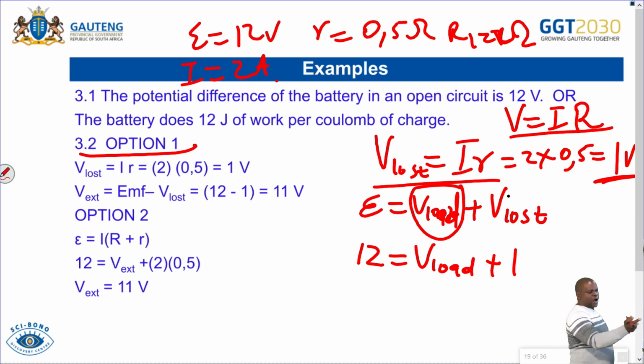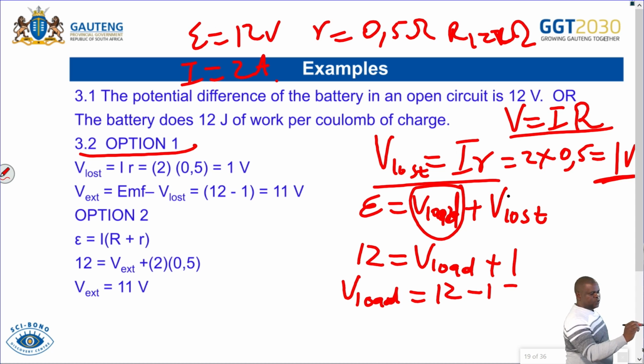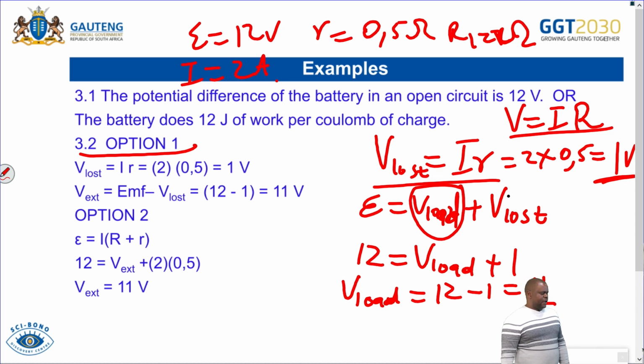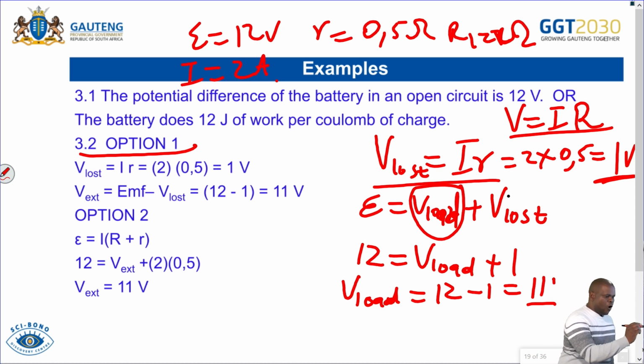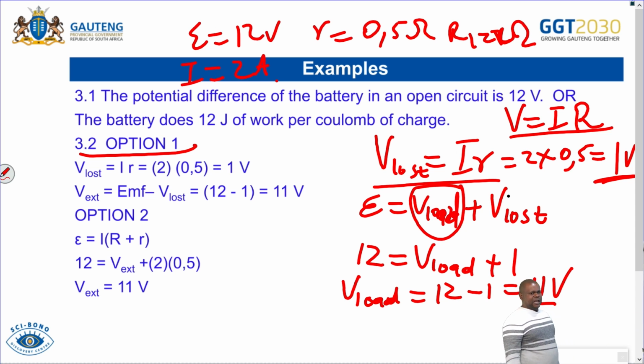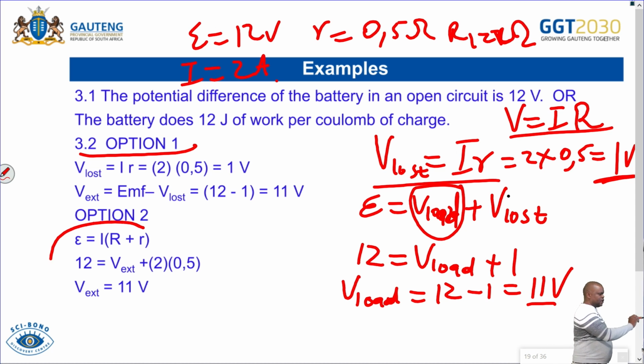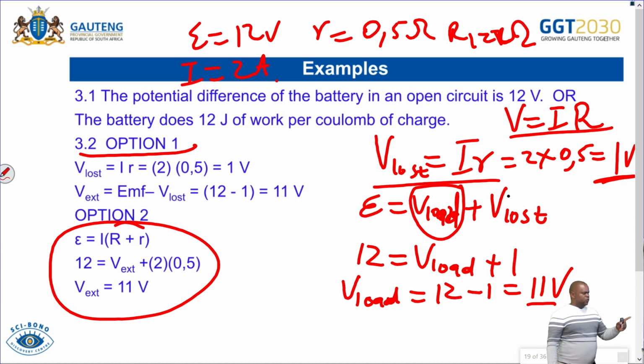Then when we take 1 to this side, remember, when you transpose from one side to the other side, you're going to get V load to be 12 minus 1, which is going to give us 11. Are we together? That means our V load is equal to 11 volts. Or you can do it simultaneously like this. You don't have to do steps. You can do it like this.